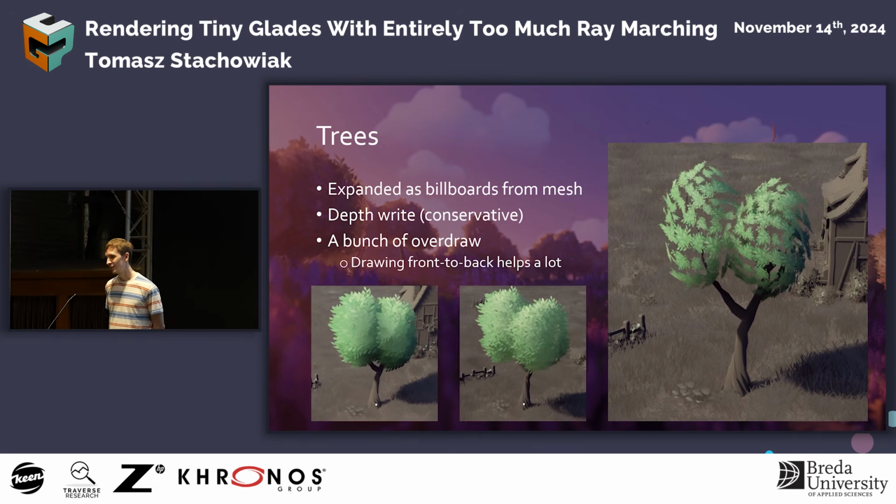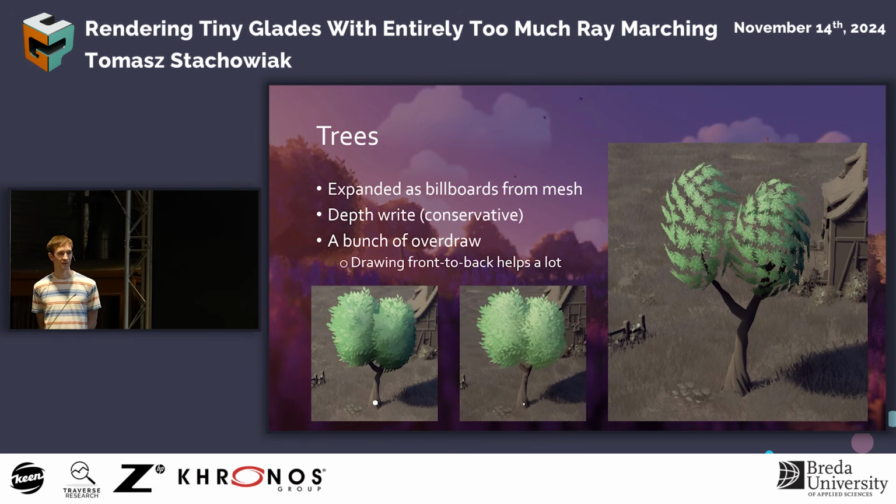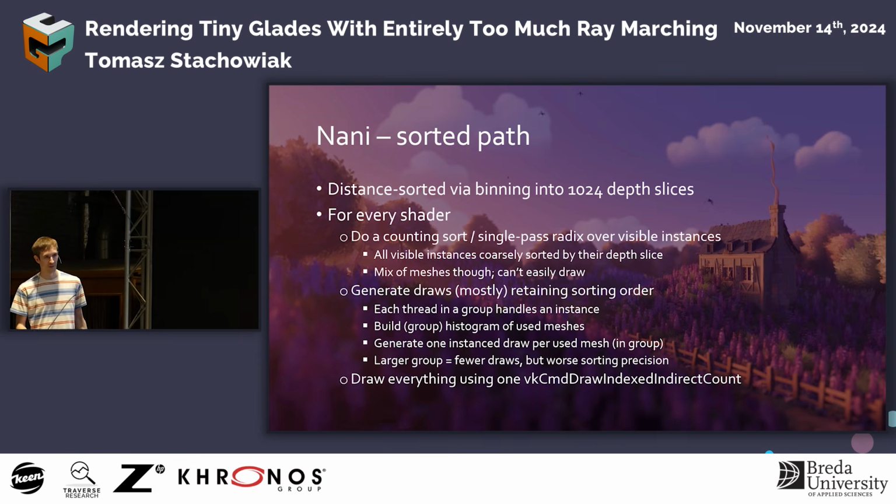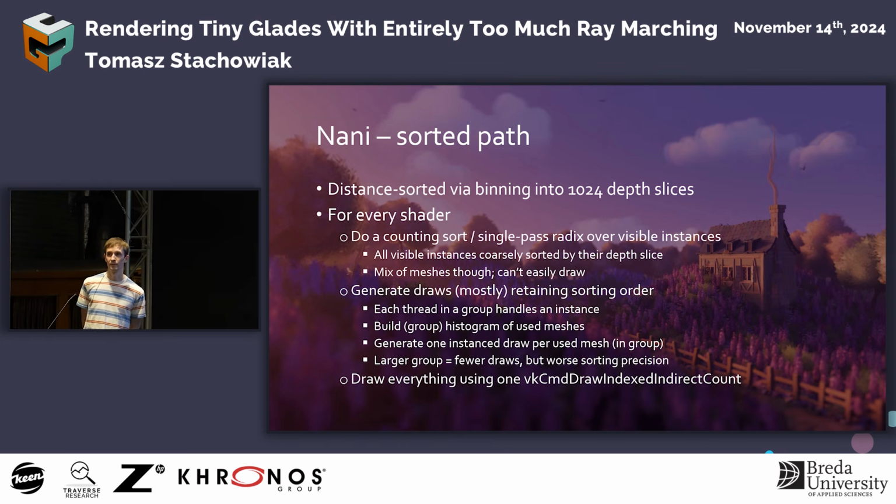And if you have something like this, you really want to sort things front to back. But even with a simple scheme, with our system, it's pretty simple to do that. So we use approximate sorting by just binning things into a number of buckets. We use 1024 and essentially do a single pass radix over the visible meshes, or a counting sort, if you will. So we insert the meshes, or the visible instances, in the correct place based on the depth slice.